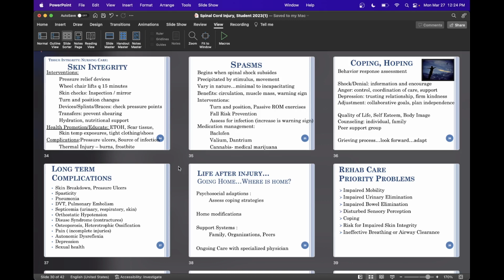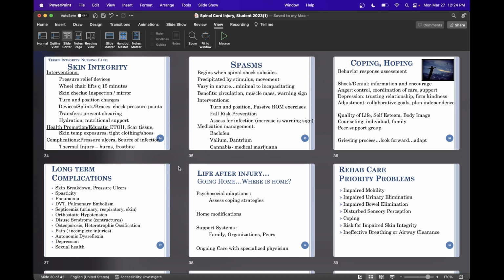Okay, so long-term complications. Sorry about that. The skin breakdown, the spasms, always risk for infection, whether it's pneumonia, wounds, right? Autonomic dysreflexia, depression, disuse syndrome. How about heterotopic ossification? That's that lack of movement and overgrowth of bone when you're not using it.